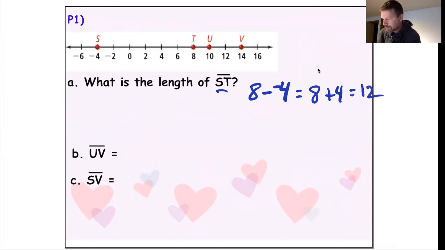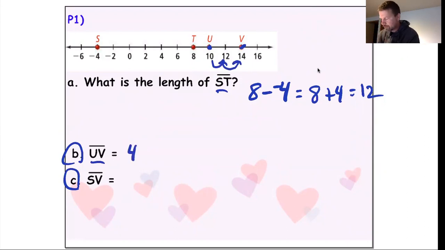All right. Let's do a couple others. If you want to pause the video and try these two on your own, go for it. Otherwise, I'll do it one each way. I'll do one counting and one with the subtracting. UV, I'm going to do that by counting. Here's U, here's V. Again, these are counting by 2s, so that's 2, 4. That's a length of 4.